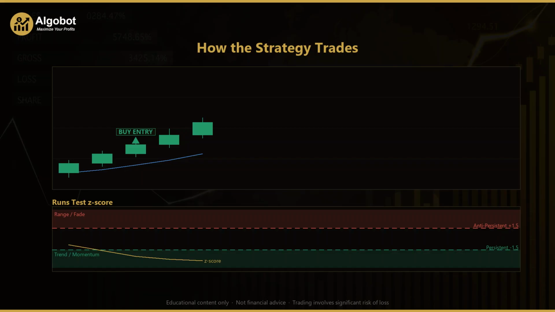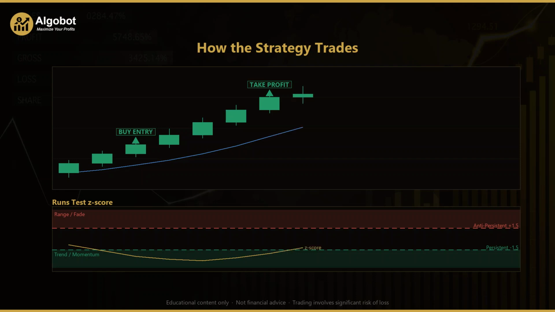Each candle closes a little higher than the last, so the close-to-close changes keep printing the same positive sign, one after another. Down in the panel, the z-score is diving. As we reach the third candle, it pushes below the minus 1.5 line and into the persistent zone. That is the momentum book waking up. The strategy checks the net move over the last 20 bars, sees that it is clearly positive, and places the buy entry marker you can see here.